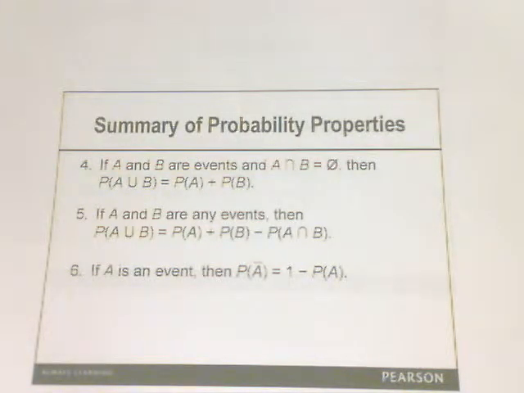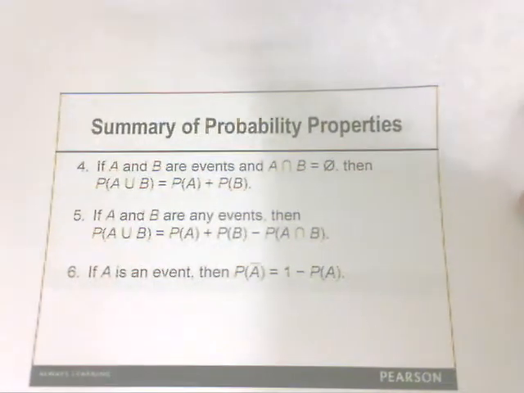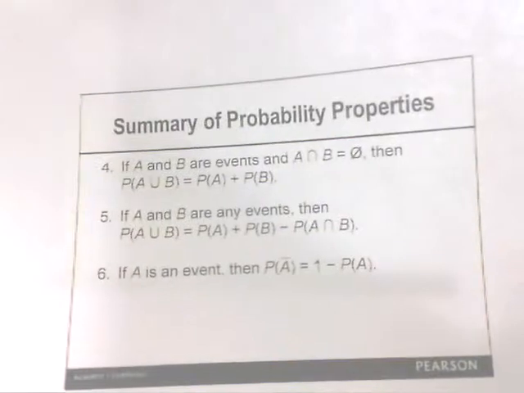And then number 6, if A is an event, then the probability of the complement of A would be 1 minus the probability of event A. Okay, that's for complementary events.